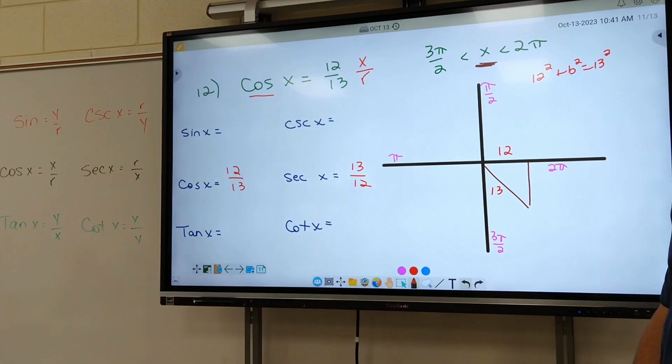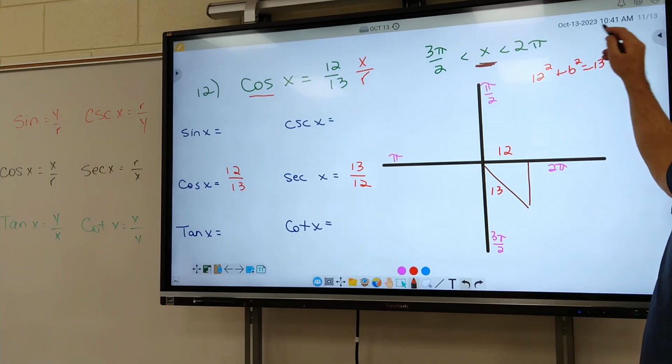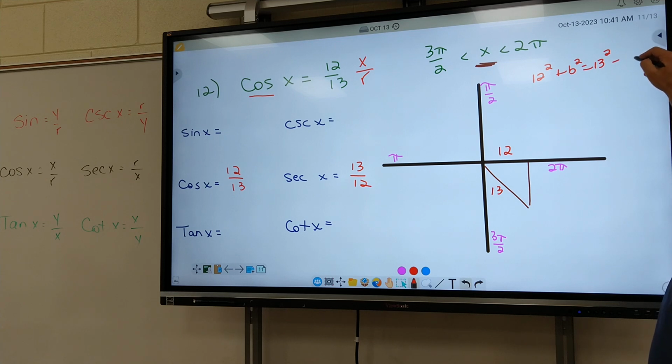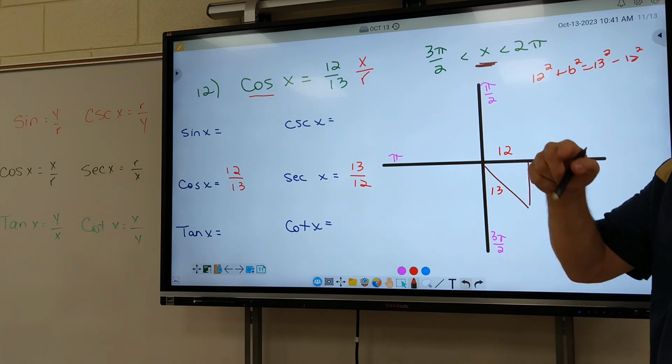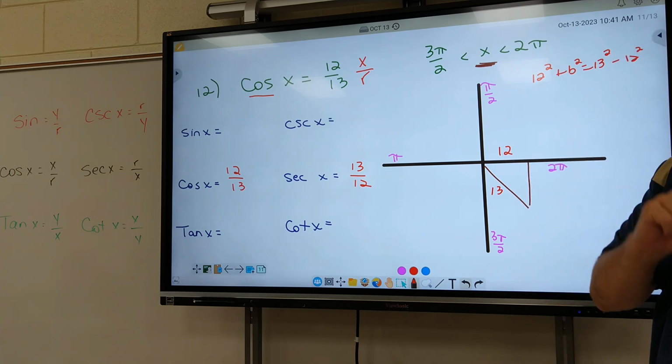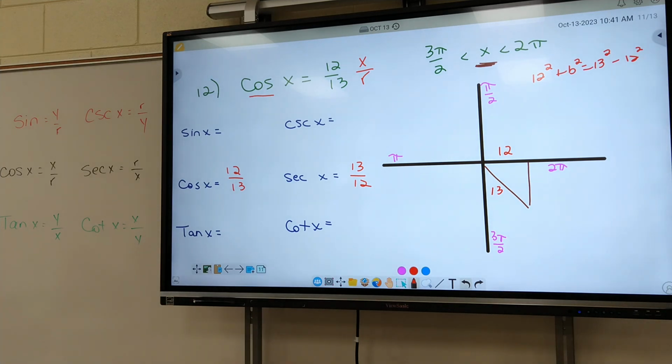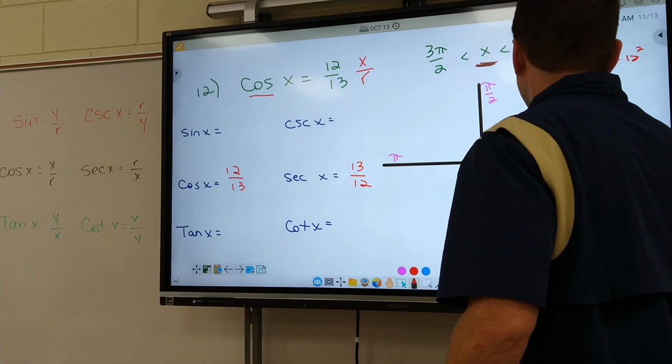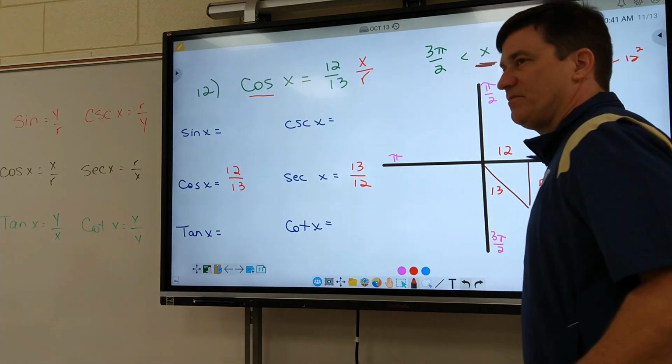So what am I going to actually put in my calculator? Yeah, 13 squared minus 12 squared. Type that in your calculator. Tell me what it equals. 13 squared minus 12 squared is, Hunter? Hunter says it equals 25. What's the square root of 25? All right, so this side is going to be 5.